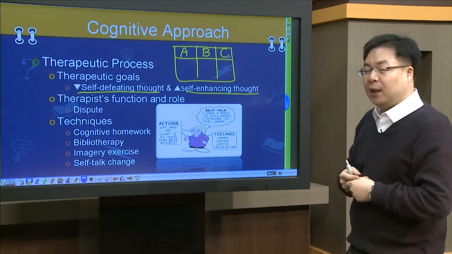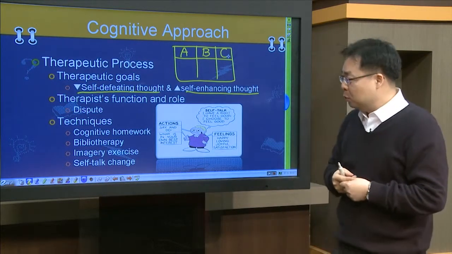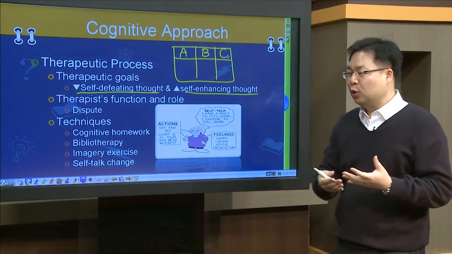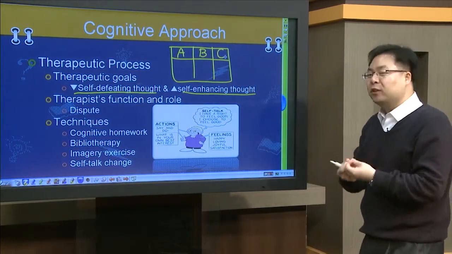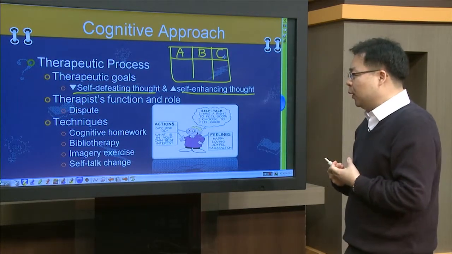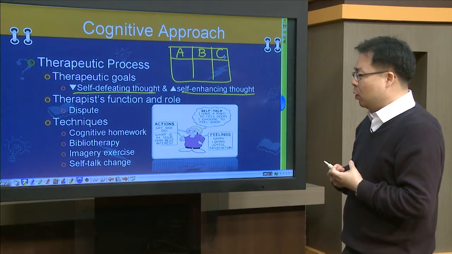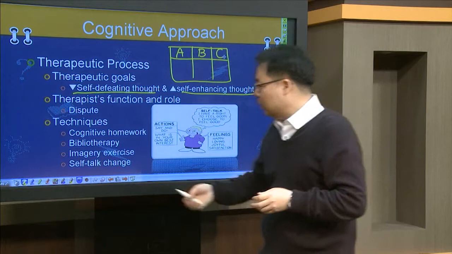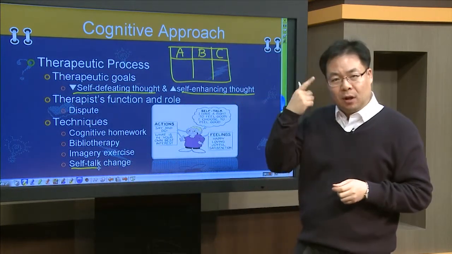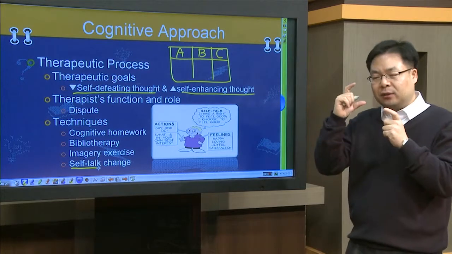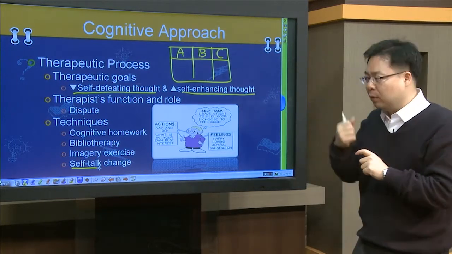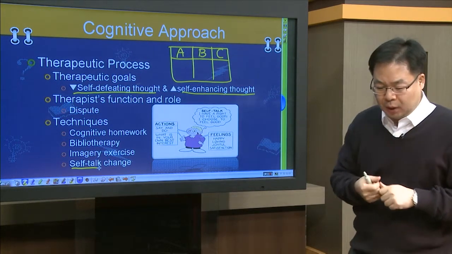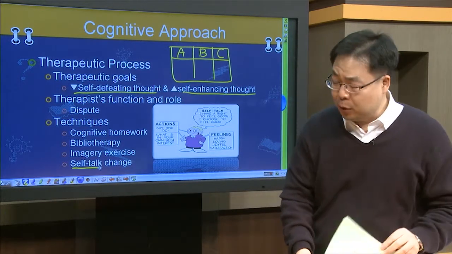And bibliotherapy, we can ask a client to read a certain book that is related to their situation. We can also use a book to try to change the client's behavior and thought. And imagery exercise, we can also use their imagery to change their thought as well. And self-talk is our private talk in our mind, because our thought is related to our self-talk in our brain. So we try to change the self-talk as well. So these are the cognitive approach and behavior approach.